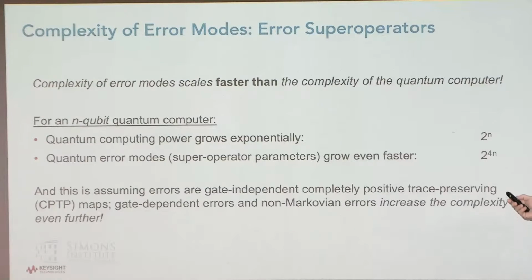Just kind of this naive notion that the power of quantum computing grows exponentially, but the number of error parameters we have to worry about grows at least as 2^(4n). So it's even more dramatic growth. And of course, this 2^(4n) number is just counting the parameters in a completely positive trace-preserving map. And errors do not fit into that paradigm, right? So we have non-Markovian effects. We have gate-dependent effects. The errors can depend on time and location of when the gate is applied. So the error complexity is an enormous challenge.